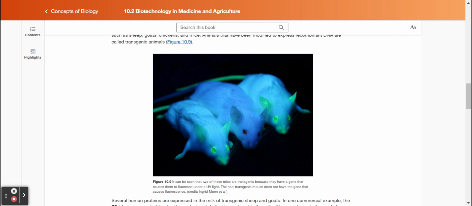Figure 10.9. It can be seen that two of these mice are transgenic because they have a gene that causes them to fluoresce under ultraviolet light. The non-transgenic mouse does not have the gene that causes fluorescence.